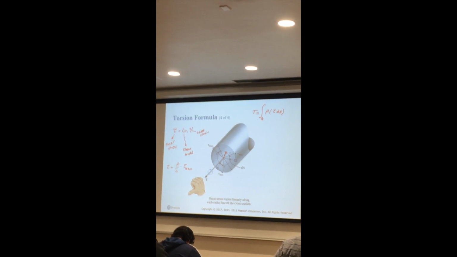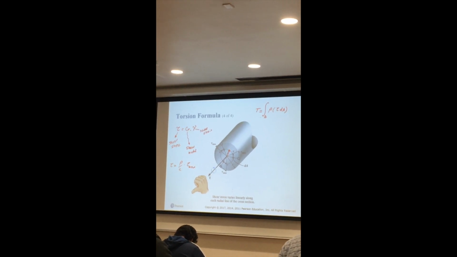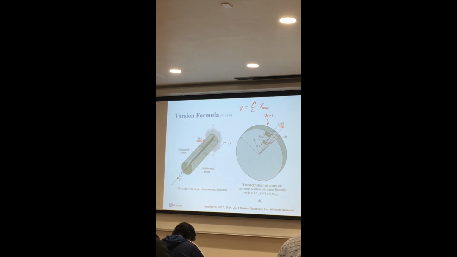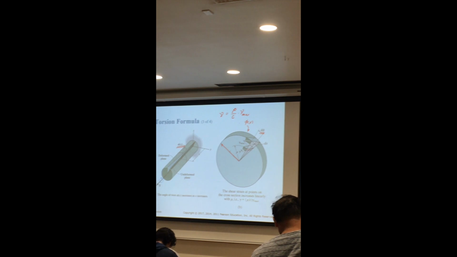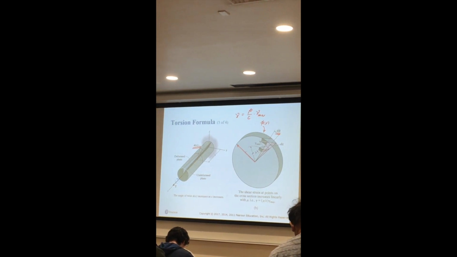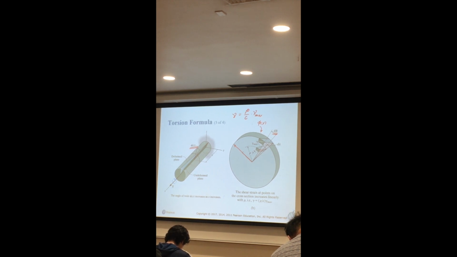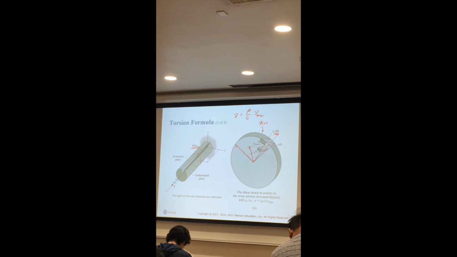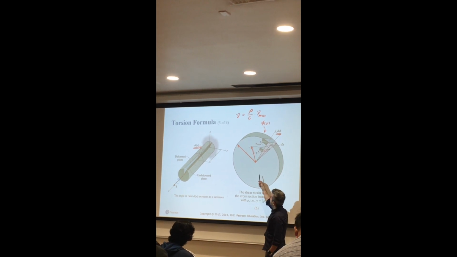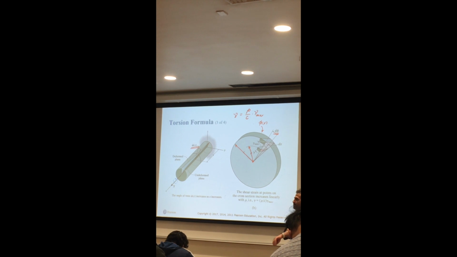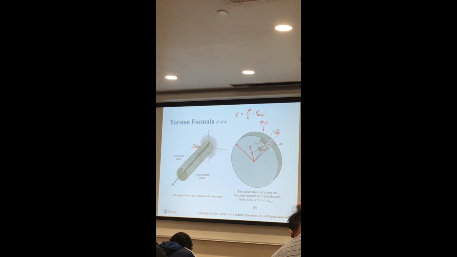Rho goes from 0 to C. This is C, the radius of the shaft. Rho is just representative of radial distance, so it could be from 0 all the way to C. This is some arbitrary position. Rho is the exact variable from 0 to c. It's like x in your Cartesian coordinates: if the length is l, you change x from 0 to l to sweep. Rho is like that, but in the radial direction.